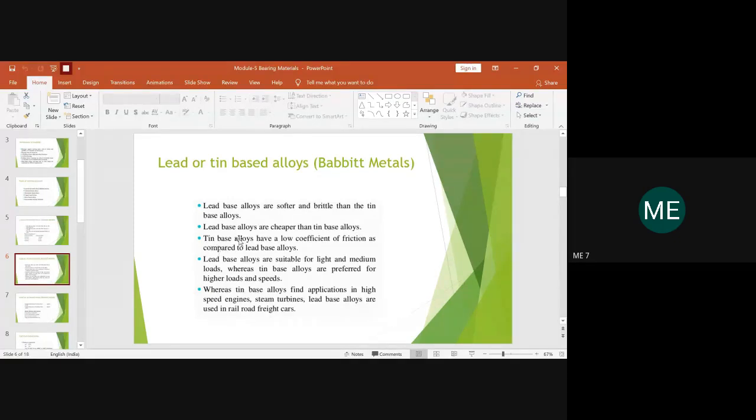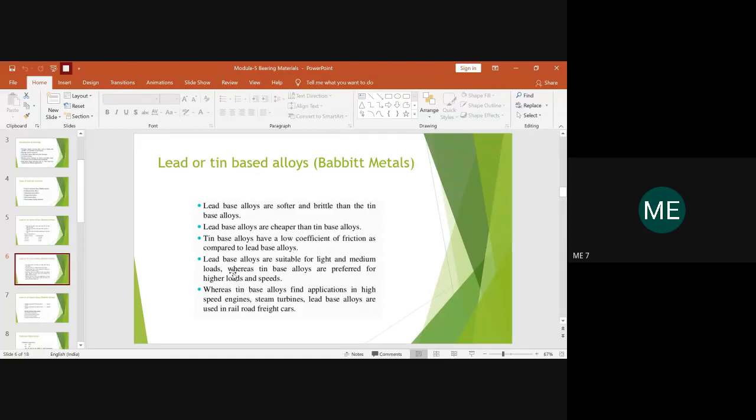Third one, the tin based alloys usually will have a low coefficient of friction when you compare that with that of the lead based alloy. So ultimately our requirement is the coefficient of friction should be down. So in that aspect also, the tin based alloys will be better. And secondly, the lead based alloys are toxic even though they are cheaper, right? So you should know how to select the material.